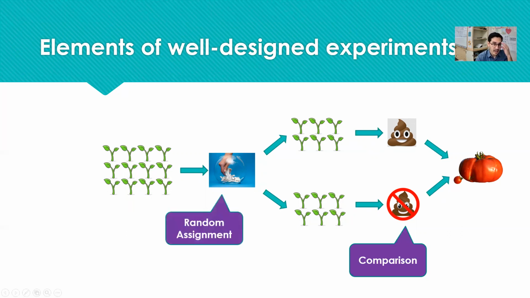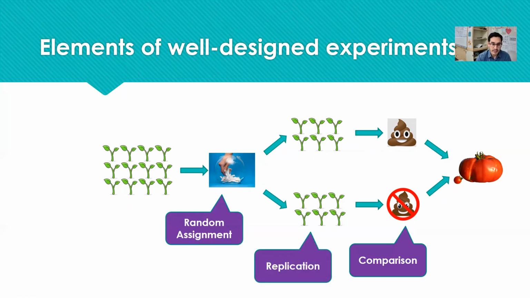The second element of well-designed experiments is to have random assignment. This means using some sort of chance process to create our groups. We don't want any bias to creep into our experiment. So that's why we're going to leave it up to chance to decide which plants get assigned to which group.